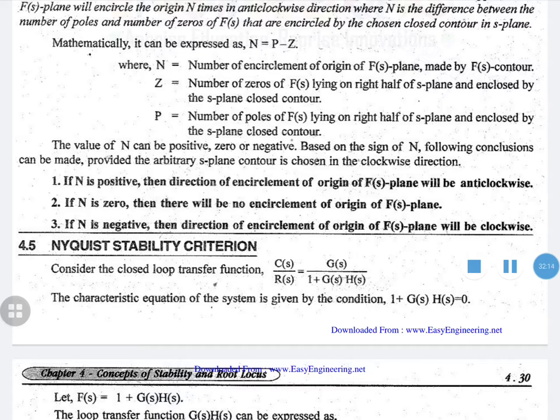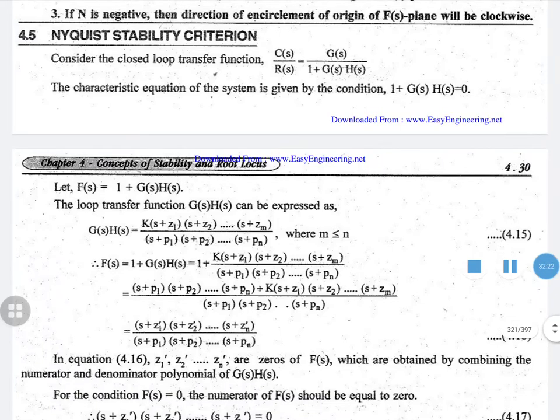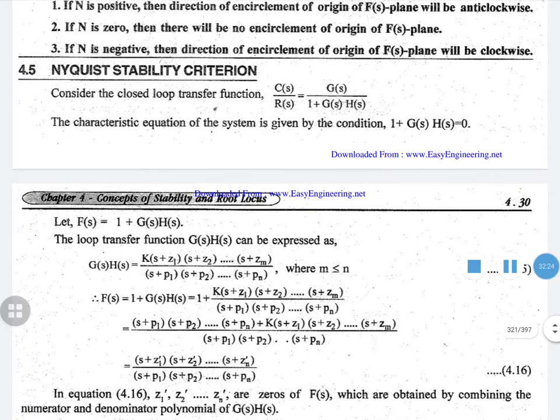Okay, so with this we will stop here. In the next class we will go into the Nyquist plot and Nyquist stability.